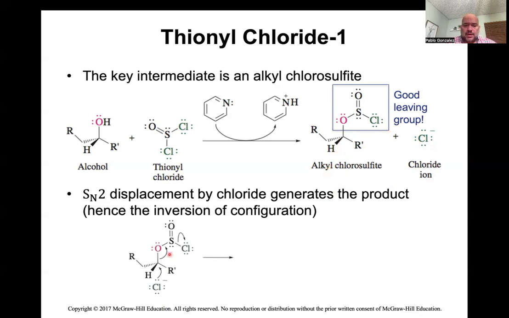Okay, so it's attacked from the bottom, and the chloride is going to be attached to this carbon from the bottom side. And if you start with the R, you finish with the S. If you start with the S, you finish with the R. Okay, remember, it's through inversion of configuration.